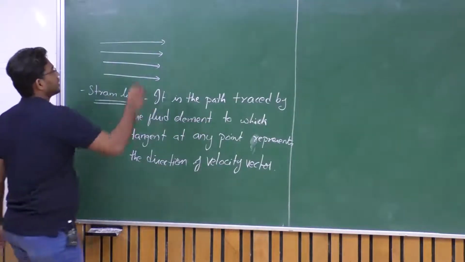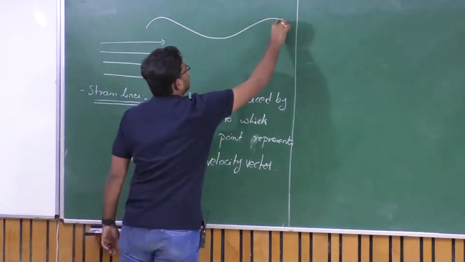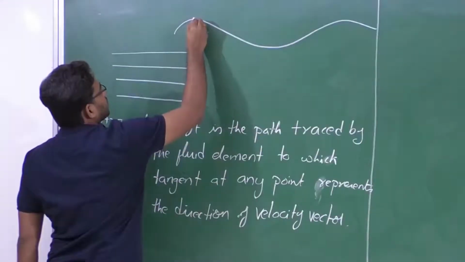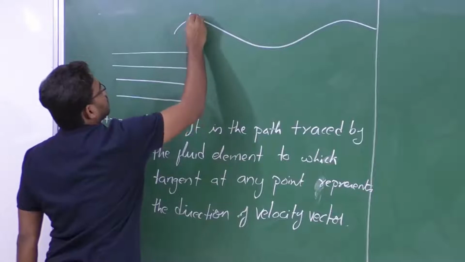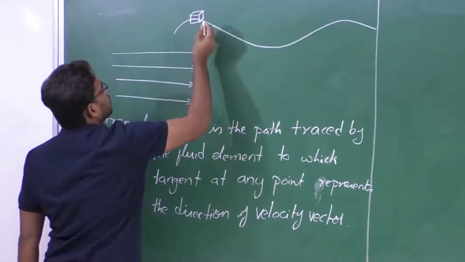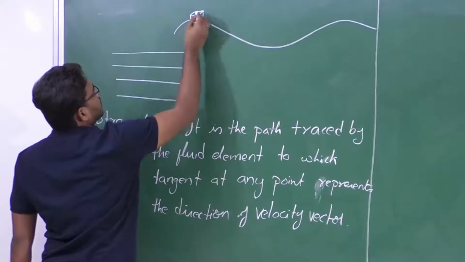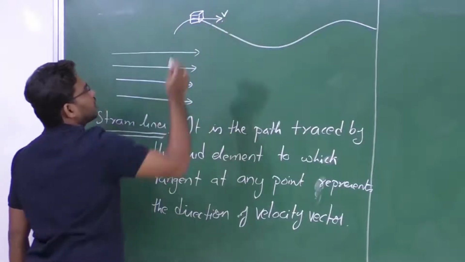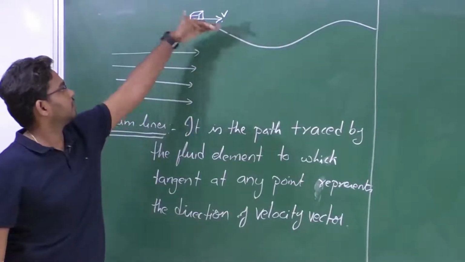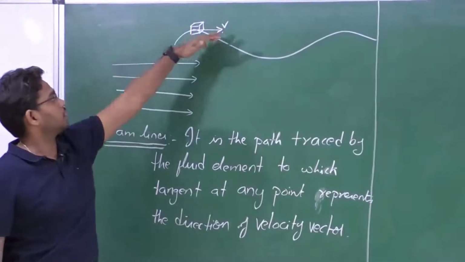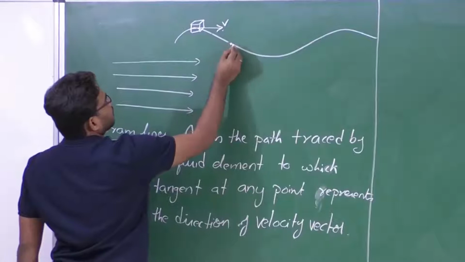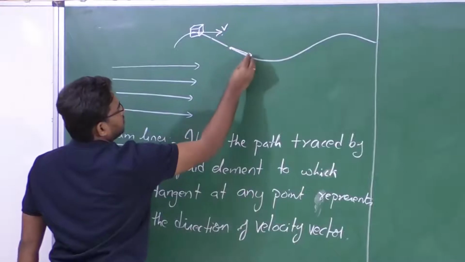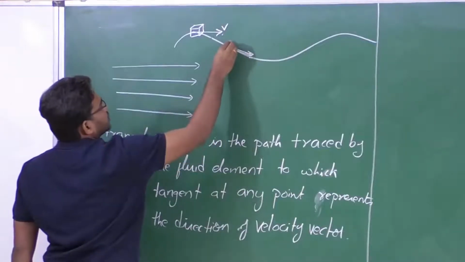So what does it mean? Let us say if I draw the path traced by the fluid element in this particular fashion, then at this particular point, consider a small fluid element here, and if you draw a tangent to this, the direction of the velocity of this fluid element is almost horizontal along this particular line. So the tangent to this curve gives you the direction of velocity of this fluid element.